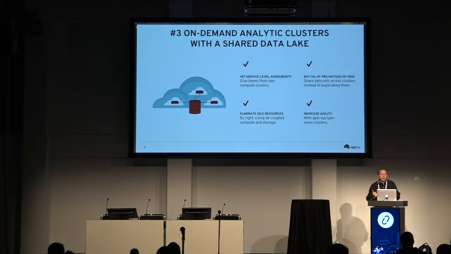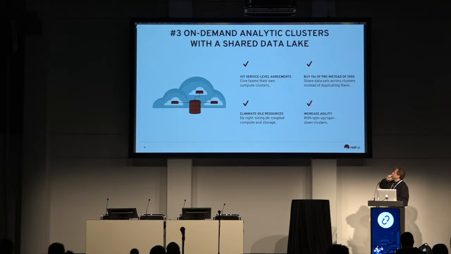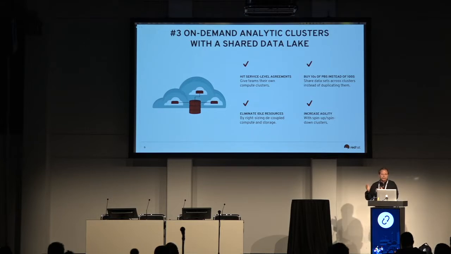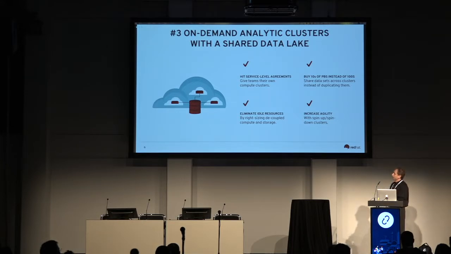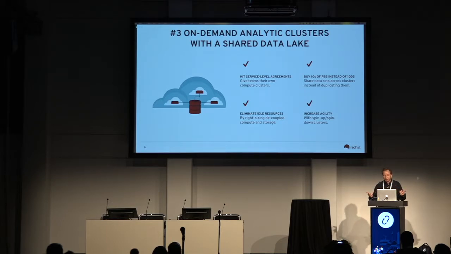So what we're talking about here is disaggregation of storage and compute for analytic workloads. And by having a common data set with a common object store that can scale massively, you're not having to purchase and maintain duplicate data sets for every single group. In fact, you could be buying tens of petabytes of data instead of hundreds of petabytes of data. And by giving folks the ability to spin up and spin down the clusters as needed using OpenStack, you can be provisioning and increasing a customer's agility to do so.